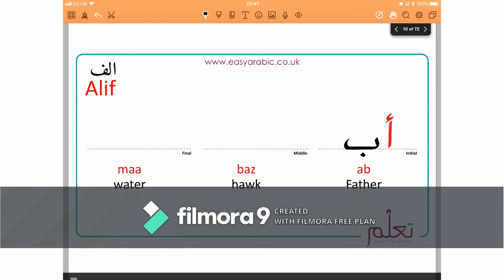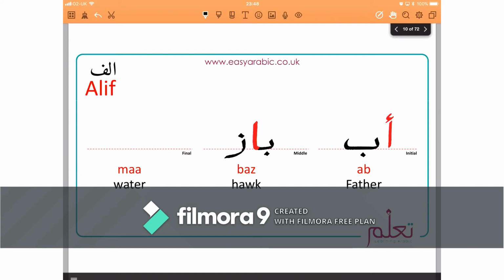Ab. Yeah, ab. Now when the alif is in the middle, the ba comes first, which is like this. Ba is ba. And then we have the alif, which is like this. Then we have the za, which is baz, yeah, which is hawk.